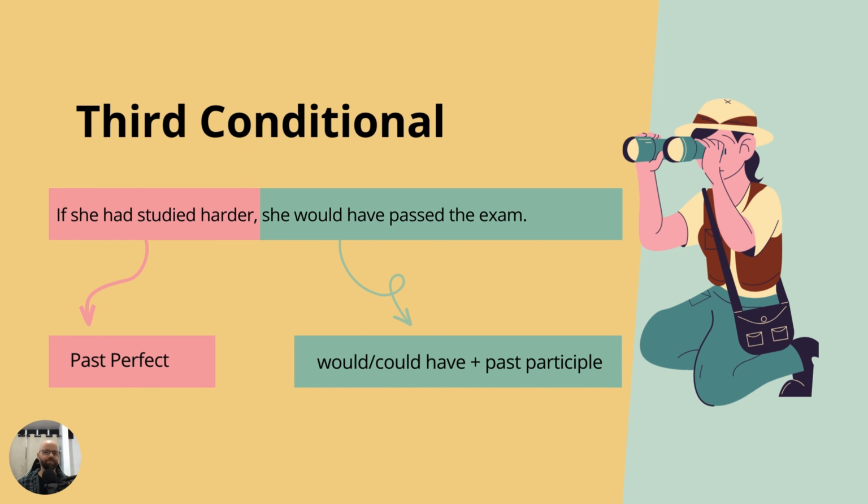And last but not least, the third conditional. If she had studied harder, she would have passed the exam. Oh, the regret, the regret. This conditional is formed using the past perfect and would or could have plus the past participle.